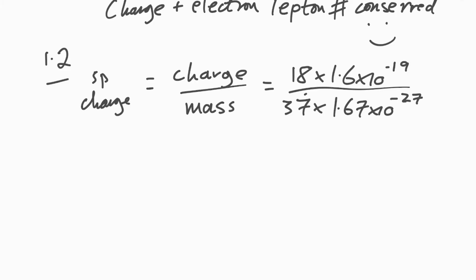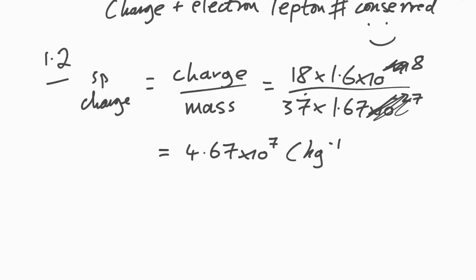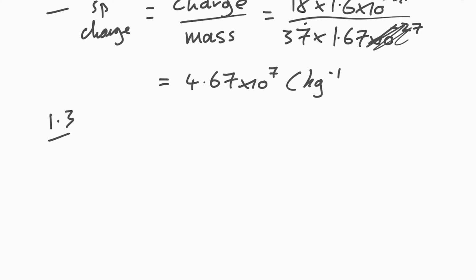Can we cancel out some powers of 10? Why not? I'm going to add -27 onto the top, so that gives us times 10 to the 8. Not that important, but a good idea to get into the habit of doing that kind of thing. And that gives me 4.67 times 10 to the 7, and of course, that's going to be in coulombs per kilogram. But again, we could have gone to 2 sig figs because our data was to a minimum of 2 sig figs.